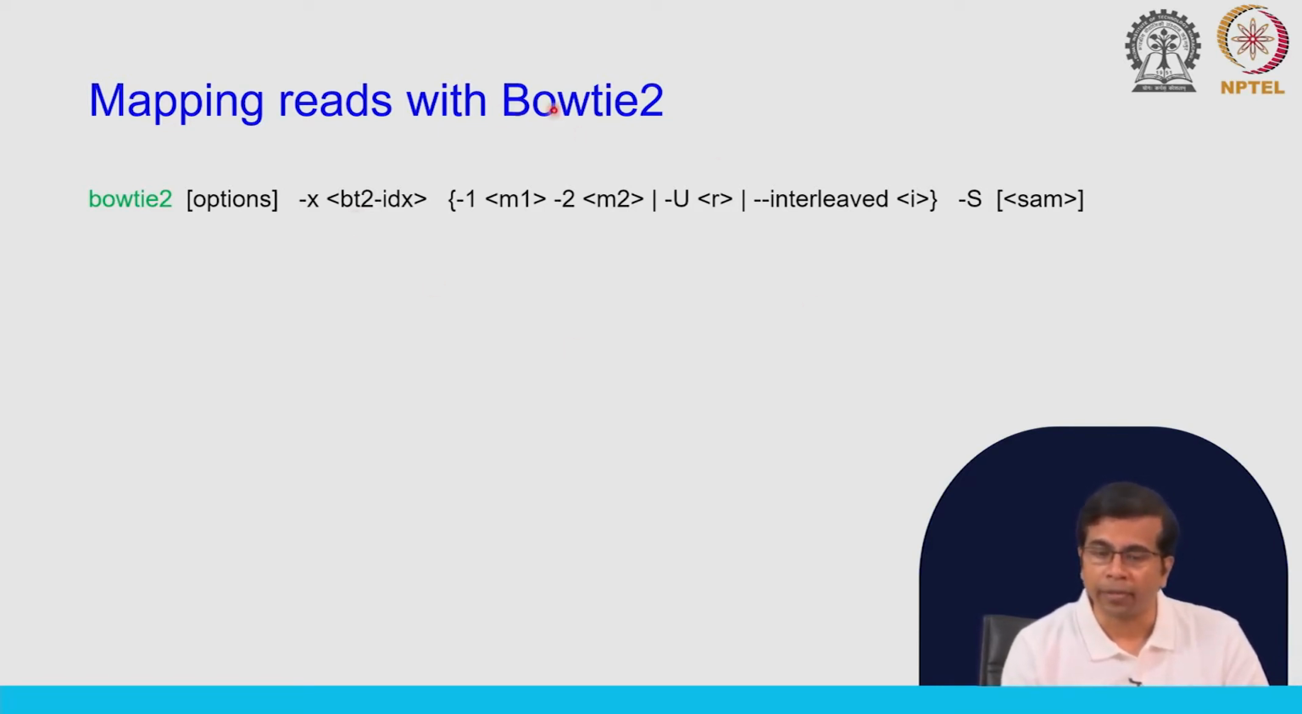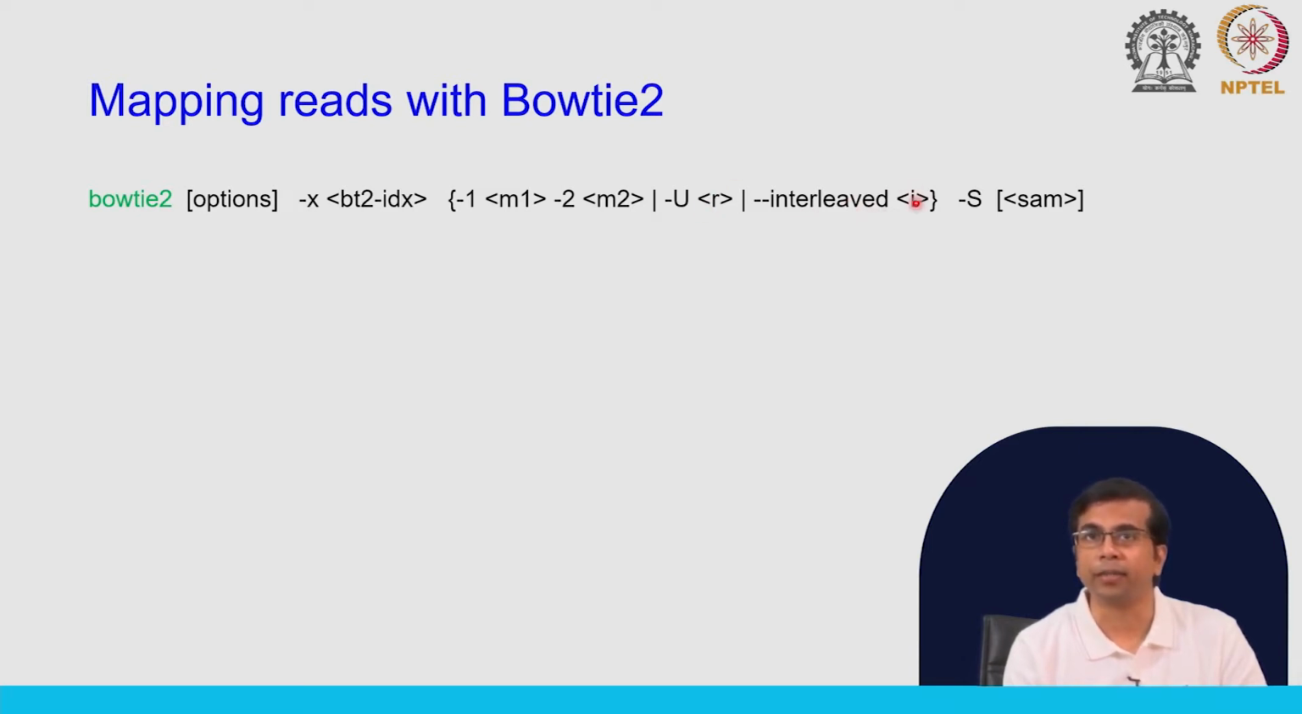Then you have some commands within these brackets. This is specifying the input files, the FASTQ files. We are working with FASTQ files here. You have three options, separated by these separator signs. You can have the -1 M1, -2 M2 options, or the -U option, or the minus interleaved option.